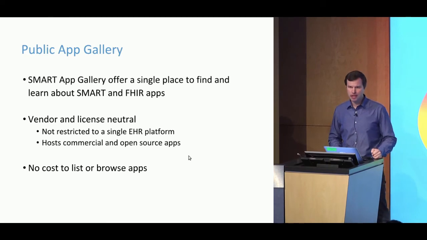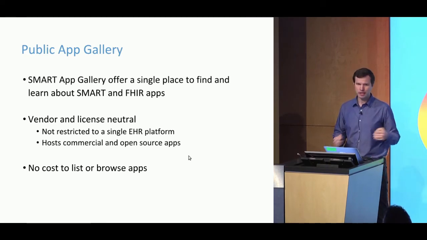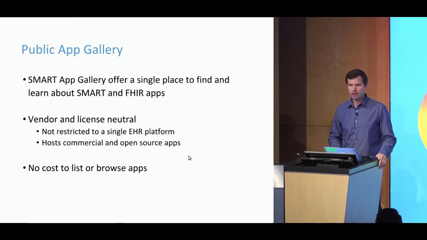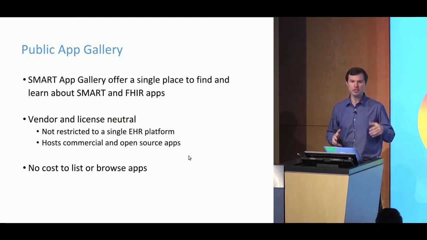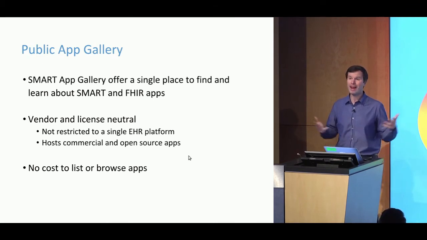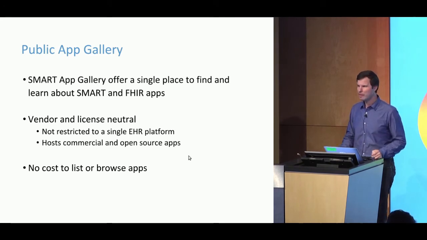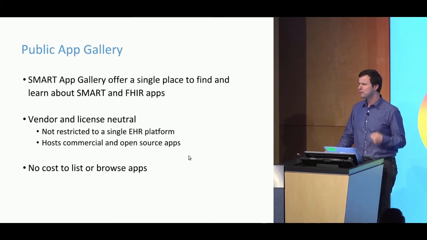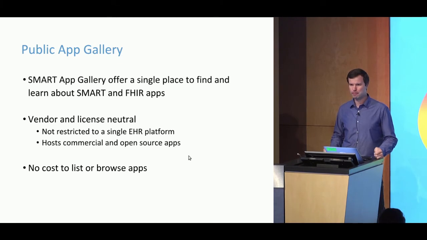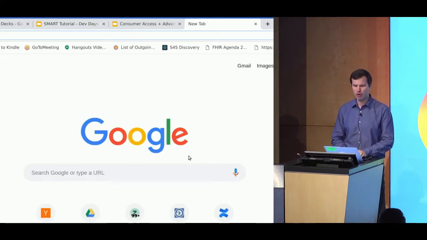So from the SMART Health IT perspective, one of our goals, beyond just providing the technology and the specifications, is to bring together community and help developers and other participants in this ecosystem understand what apps are available and share information about apps that have been built. To this end, one of the websites that we maintain is a SMART App Gallery. It's a place where any developer can list information about the apps that they've built. It's free, license neutral, vendor neutral. Anybody can come and publish information about the FHIR apps that they've built, and anybody can come and browse a set of those apps.